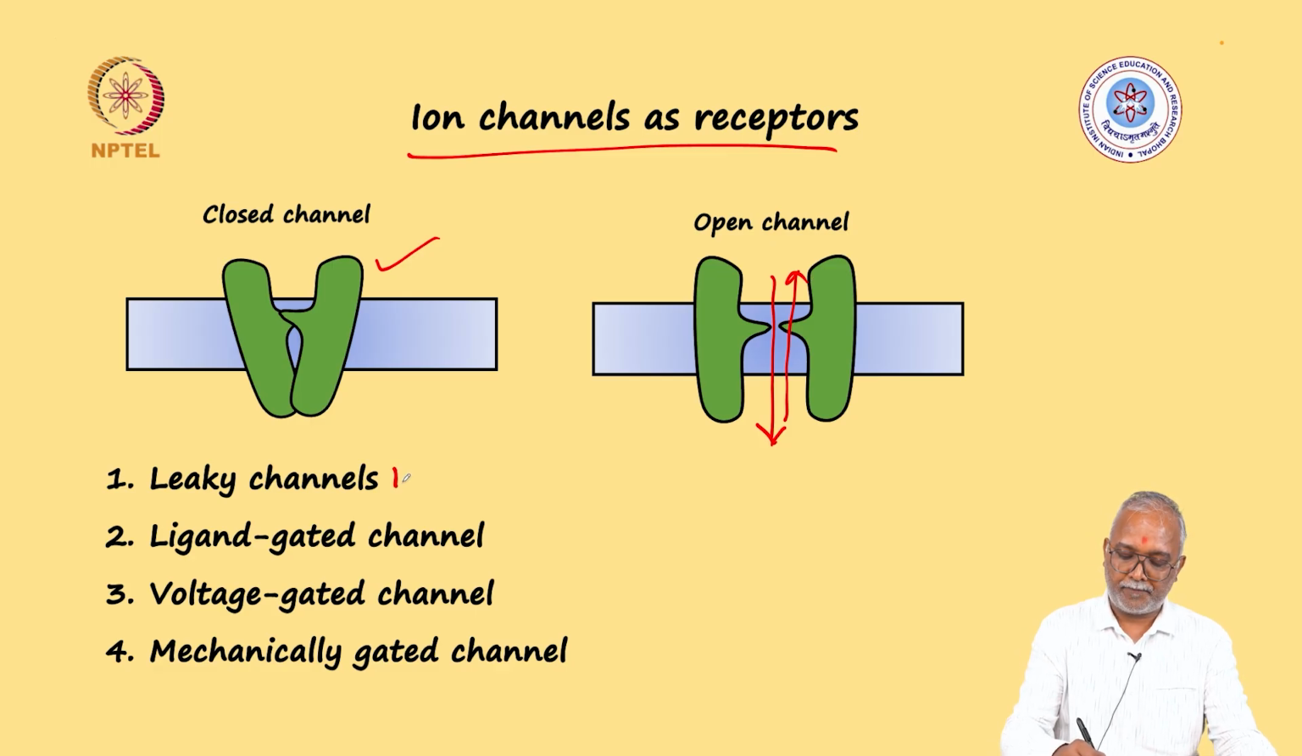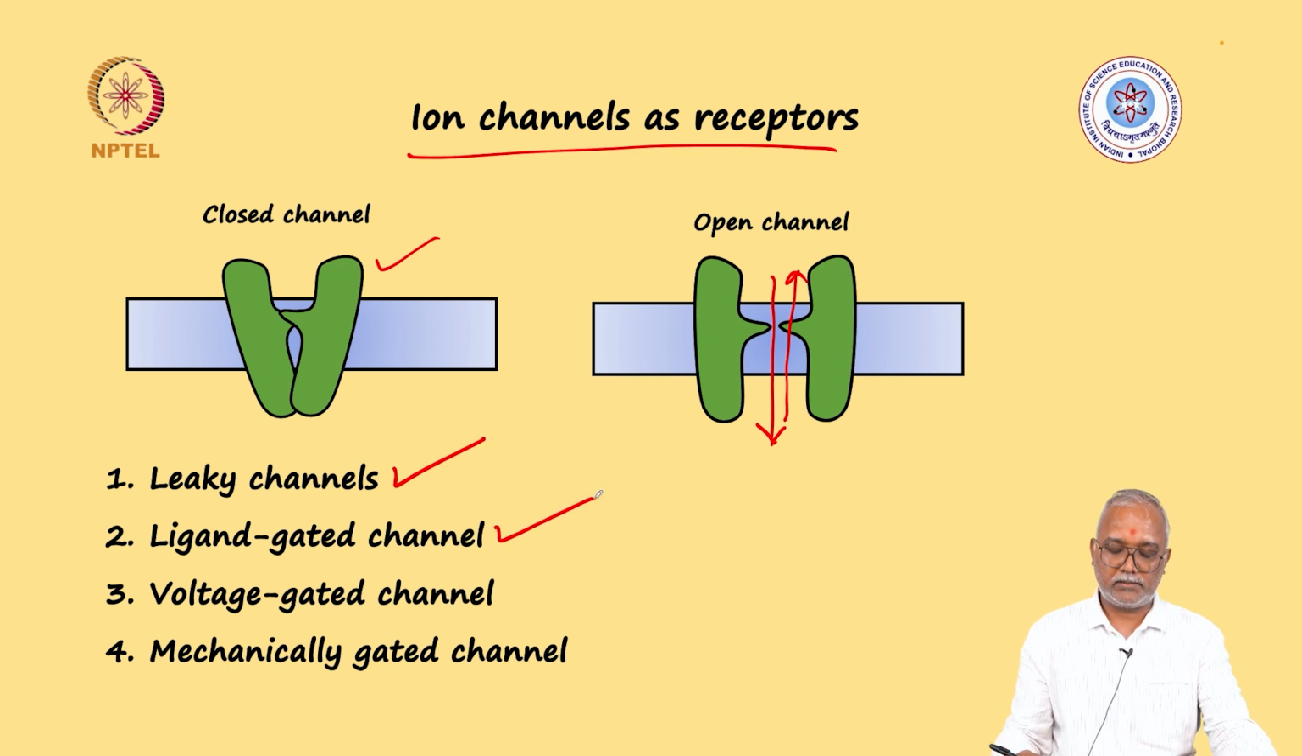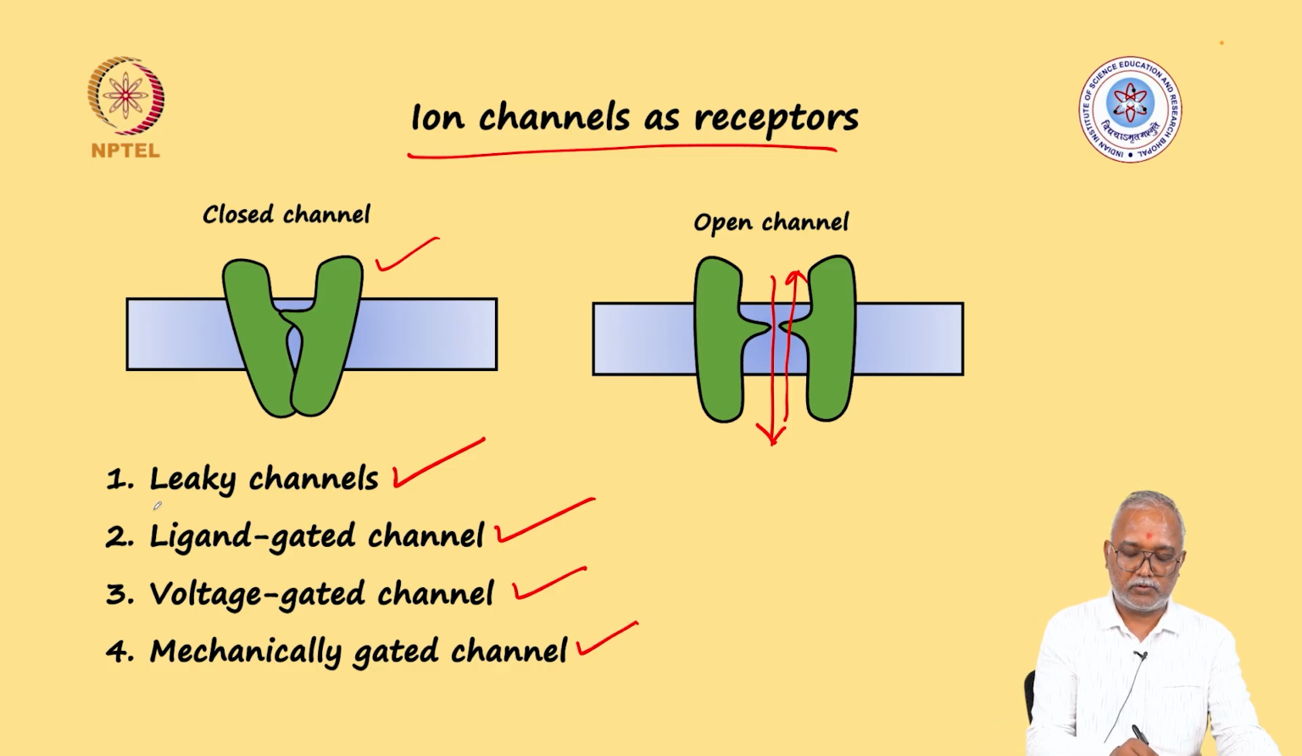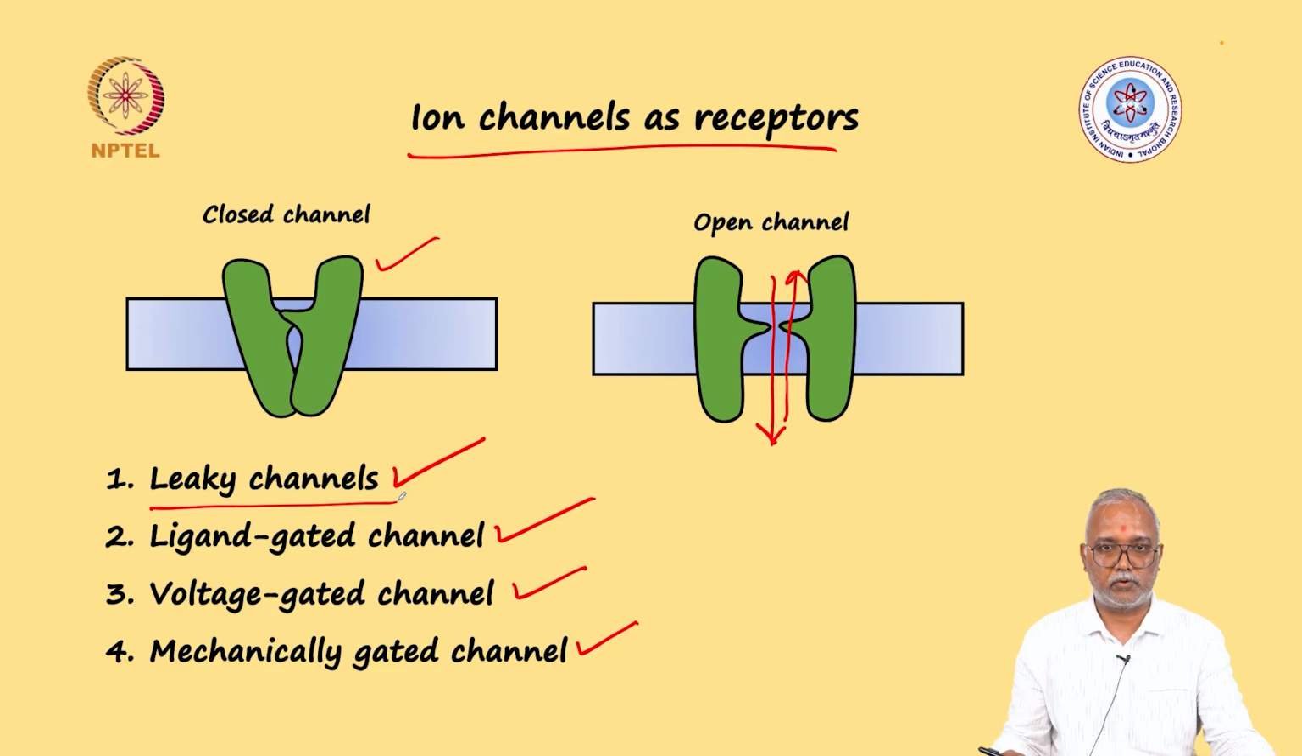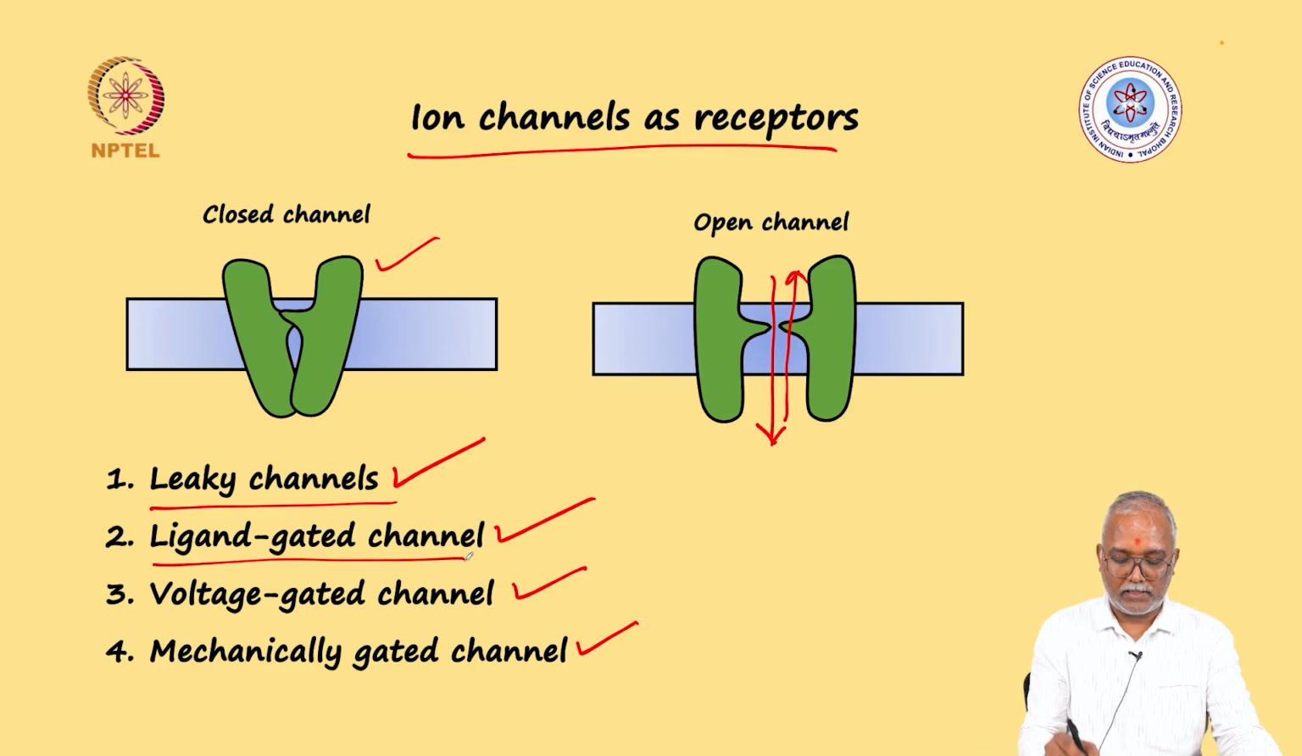So we will see leaky channels, we will see ligand gated channels, voltage gated channels and mechanically gated channels. What does it mean? That these channels do not have any direct control in terms of when they open and when they close. The second type of channels will be responding to the presence of a ligand, and availability of that ligand opens the channel.